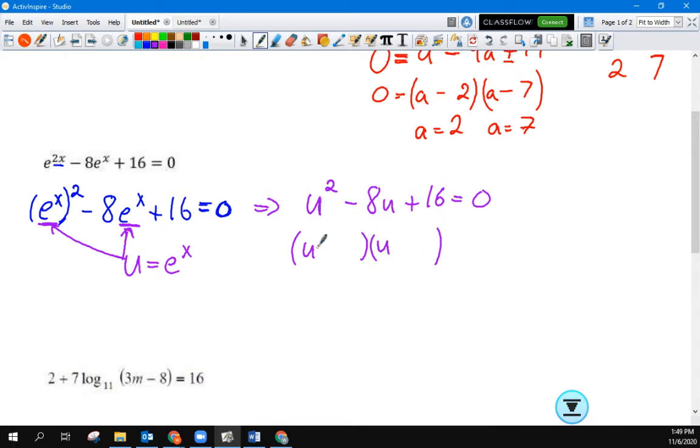So u squared factors as u and u. 16 is 1 and 16, 2 and 8, 4 and 4. Again, this is positive and this is negative, so this 8 is a sum. Which one adds up to 8? That would be 4 and 4. Since this is positive and negative, both of them are therefore negative. So now, when we're done factoring, we have to plug back in our u, which we know is e to the x.